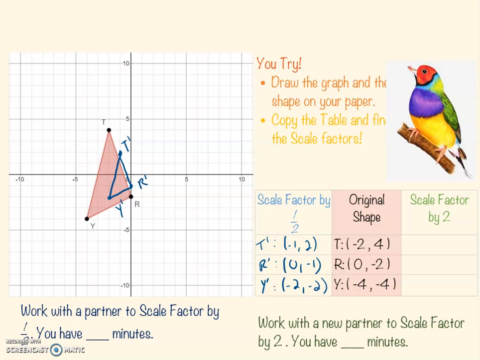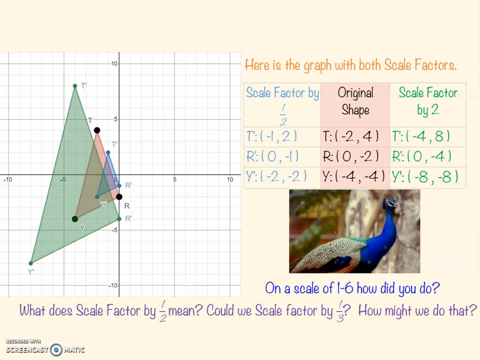And this should be the shape that you got. Same shape, scaled down by half. We took each of the numbers from our original points and we just divided them in half. All right, so go ahead and take another 2 to 3 minutes. Work with a new partner if you have one. If you don't, work by yourself, that's fine. Work with a new partner and take those 2 to 3 minutes and try and scale factor these up by 2. So what does that look like? Go ahead and take a few minutes right now.